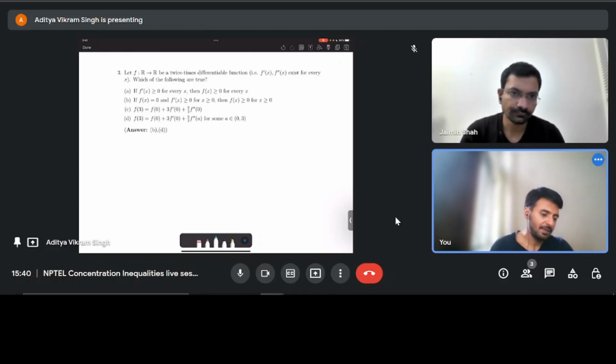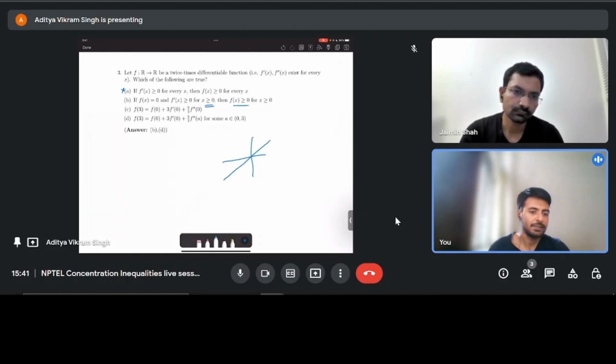But B is true, that if f of 0 is 0, and we know that f dash x is greater than 0 for x greater than equal to 0, then fx is greater than equal to 0 for x greater than equal to 0. So you can prove this using the mean value theorem. But the thing is, if you're starting at 0 and your derivative is positive, you can only go up. So yeah, B is correct.